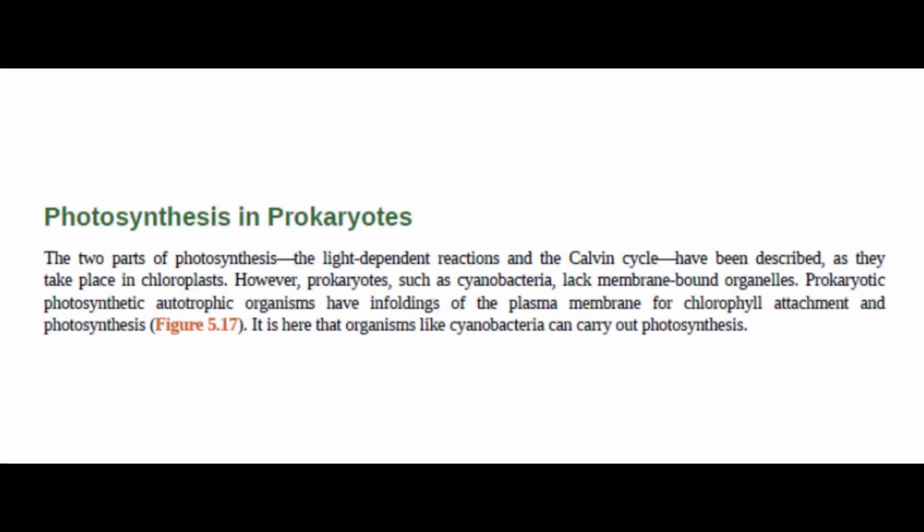Photosynthesis in prokaryotes. The two parts of photosynthesis, the light-dependent reactions and the Calvin cycle, have been described as they take place in chloroplasts. However, prokaryotes, such as cyanobacteria, lack membrane-bound organelles. Prokaryotic photosynthetic autotrophic organisms have infoldings of the plasma membrane for chlorophyll attachment and photosynthesis. It is here that organisms like cyanobacteria can carry out photosynthesis.